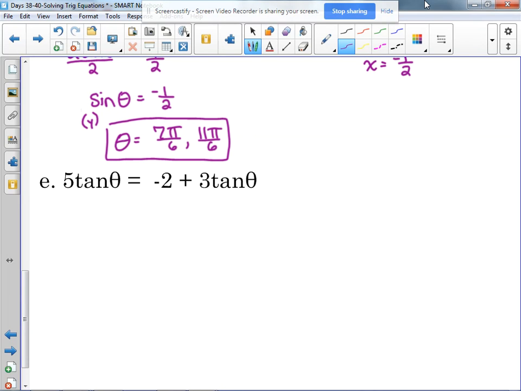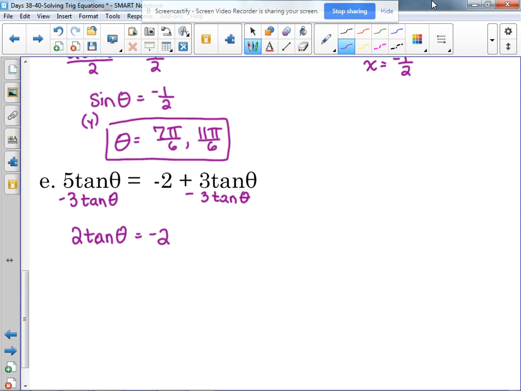Almost identical problem here, just involving tangent. 5 tangent of theta is equal to -2 plus 3 tangent of theta. Again, trig functions on both sides. We want to make sure it's only on one side. So, same case as before. This time we just have tangents. We had 5 tangents minus 3 tangents gives us 2 tangents.